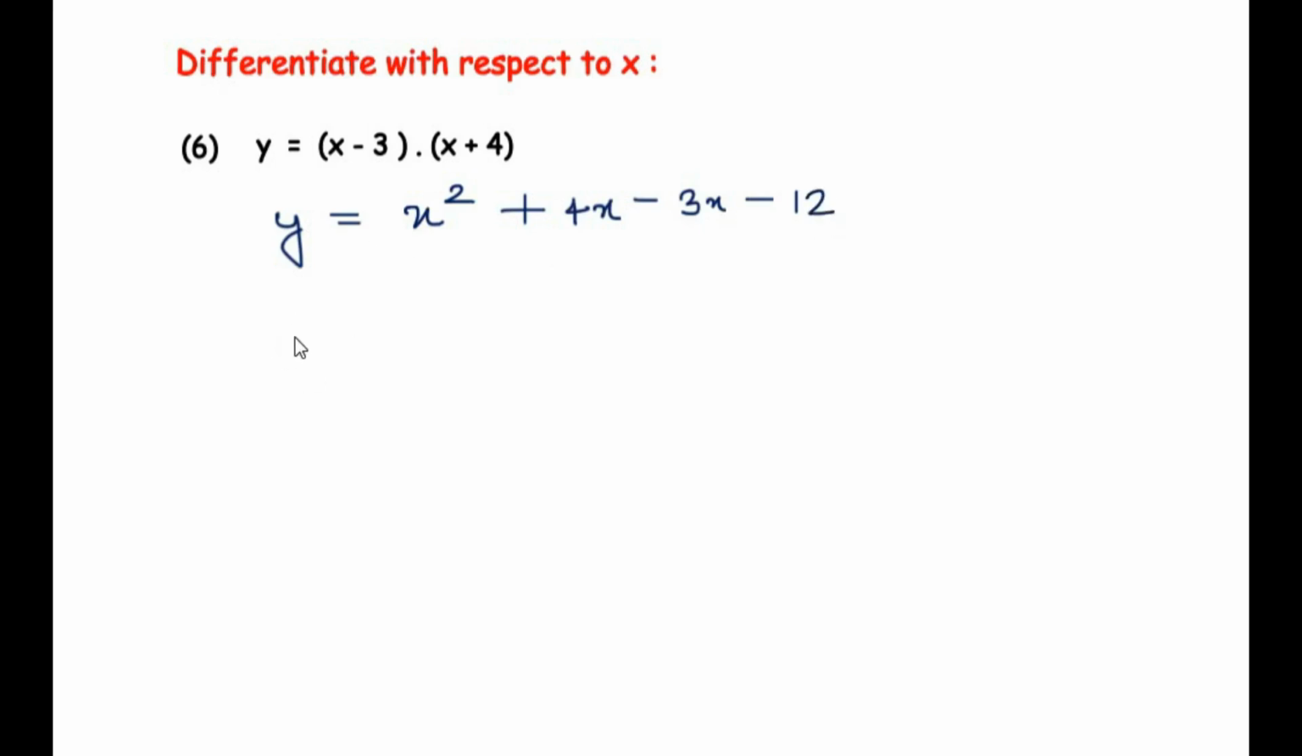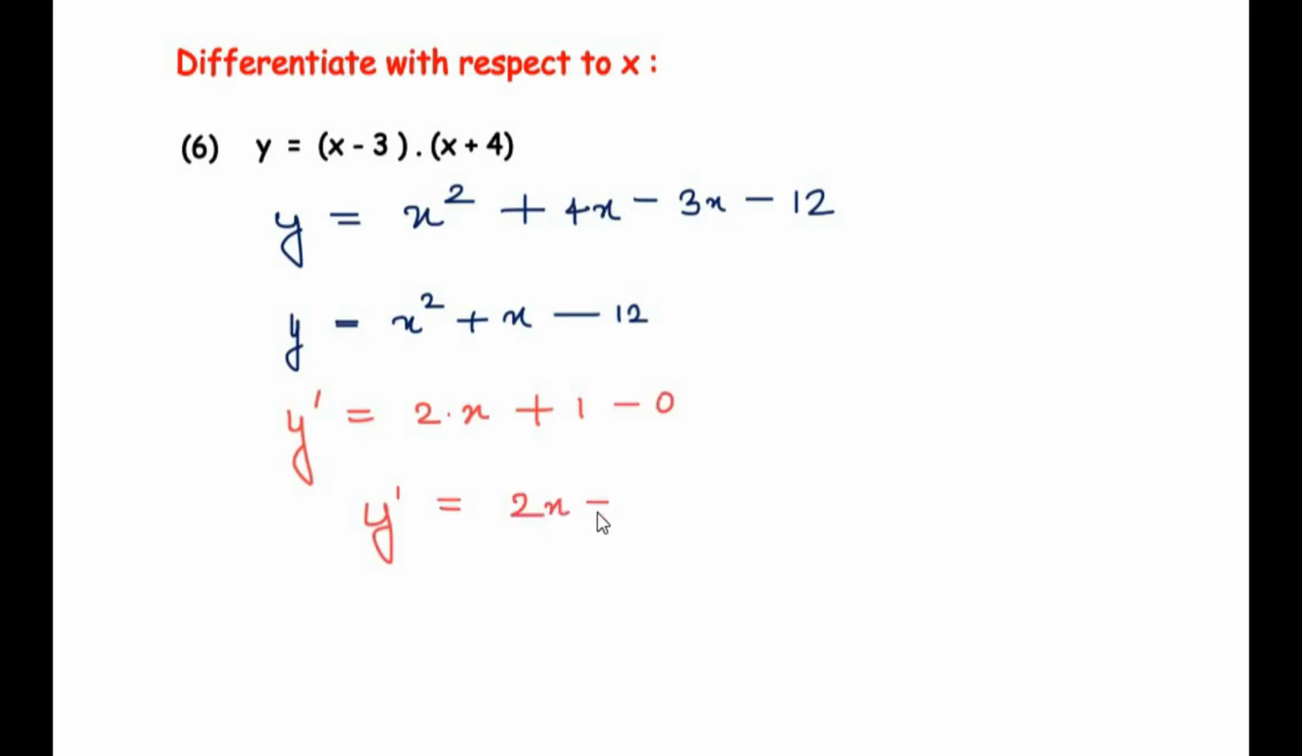So simplifying this, we get y is equal to x square, and plus 4x minus 3x gives us plus x minus 12. Now once we have got this, we are going to make use of basic differentiation formulas. So y dash is equal to, using the power rule, we have here 2 times x, and the differentiation of x is 1, and the differentiation of a constant is 0. So we are going to get here y dash is equal to 2x plus 1.